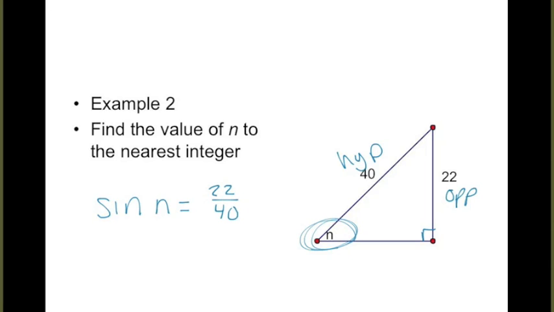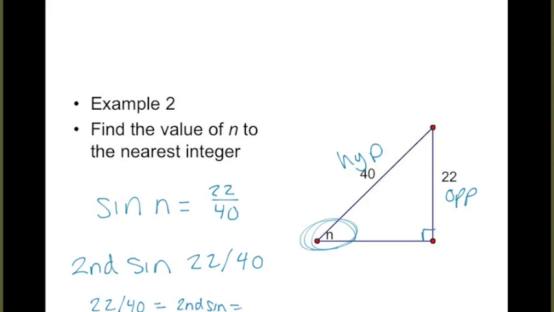So sine of n, it's always trig function, angle, equals, and then our fraction, which for sine is opposite over hypotenuse. Now on your calculator, when solving for angles, no matter which trig function you are doing, you will need to do the second. So if you're using a real actual calculator, you're going to type in second sine 22 divided by 40 and hit enter. If you are doing an iPad, you're going to type in 22 divided by 40, enter, second sine, enter.